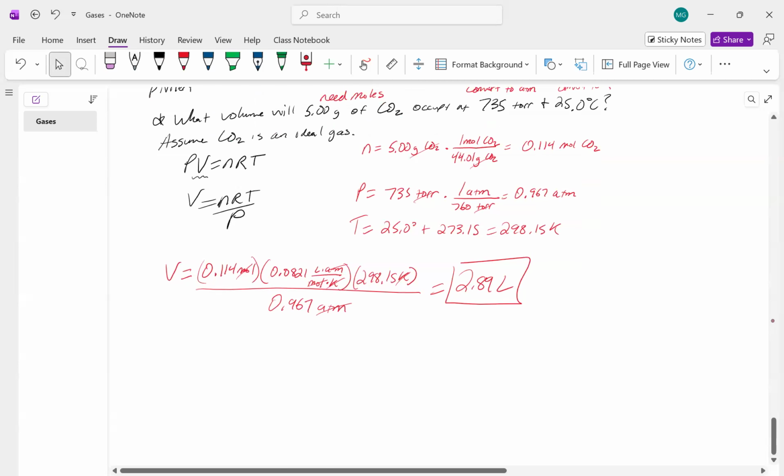In our next video that's coming up, we're going to look at some standard conditions that we generally make measurements for on a gas.